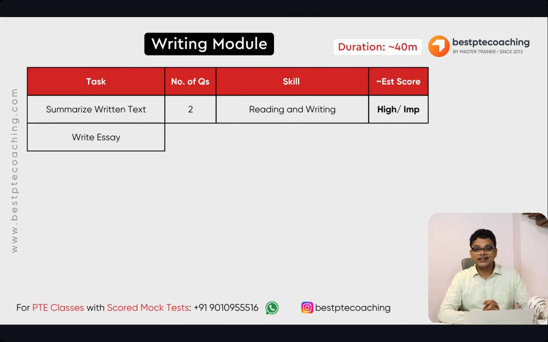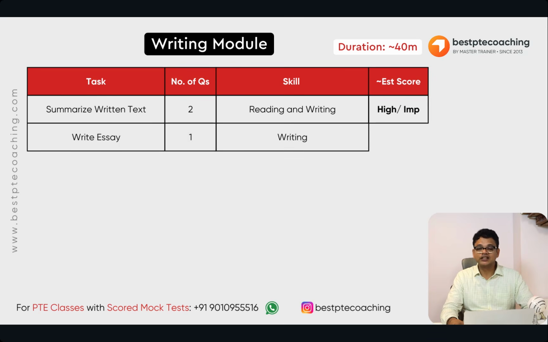And then write essay. There will be only one essay in the writing part. You have 20 minutes to write one essay, and it's going to supply score in writing. Definitely, write essay is going to be an important task in the writing module. So you have to prioritize these 2 tasks. Only two are important. Summarize written text is important because it is going to supply reading score and writing score. Essay is important because it is supplying a significant amount of score.